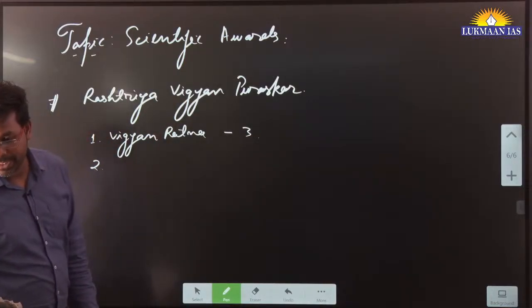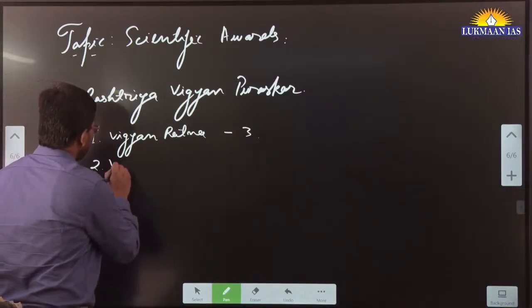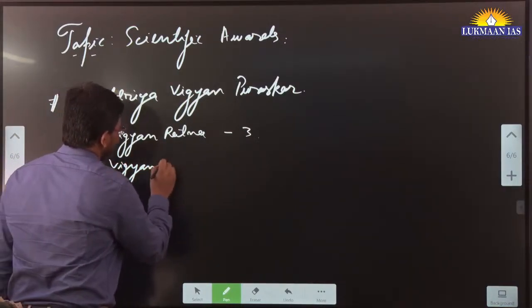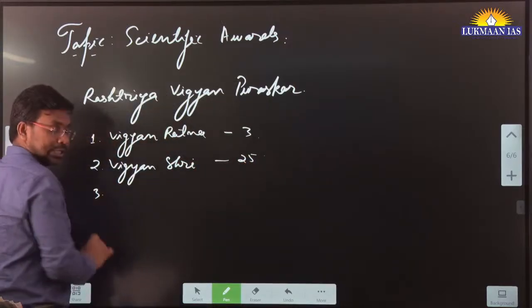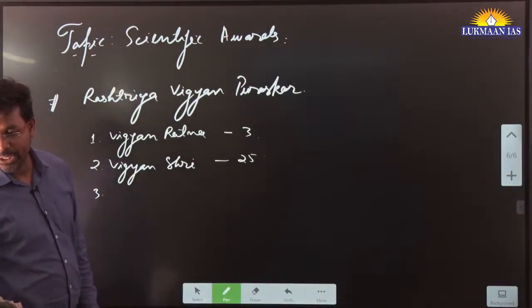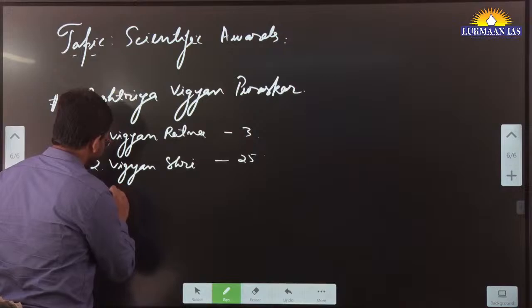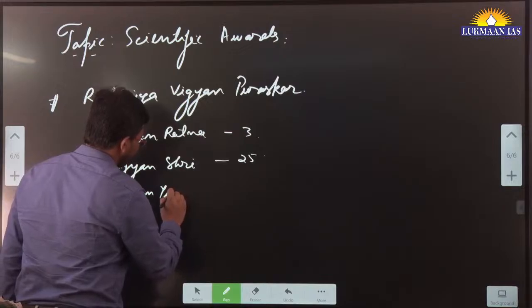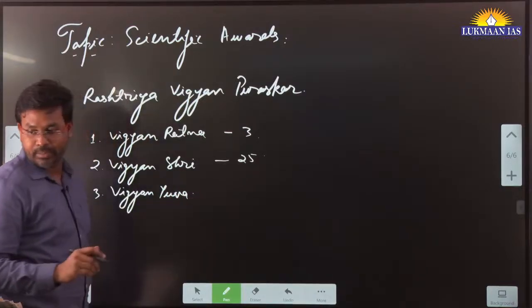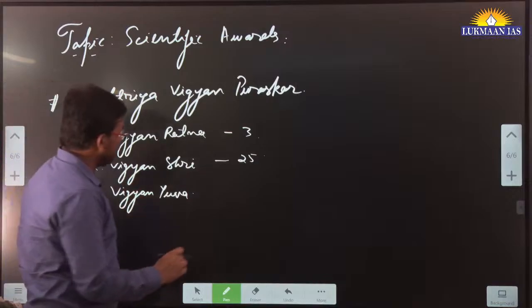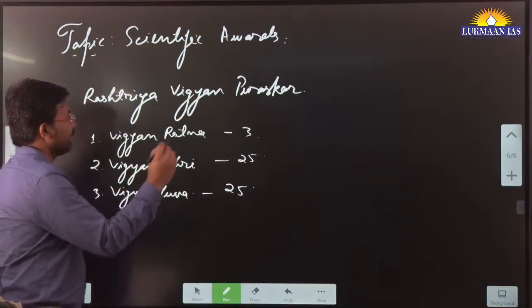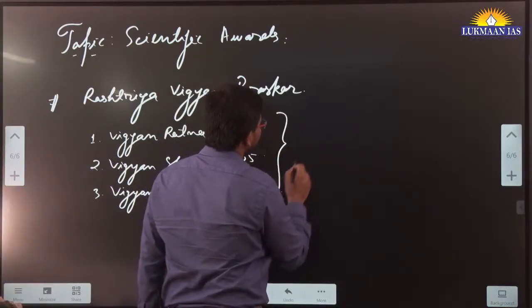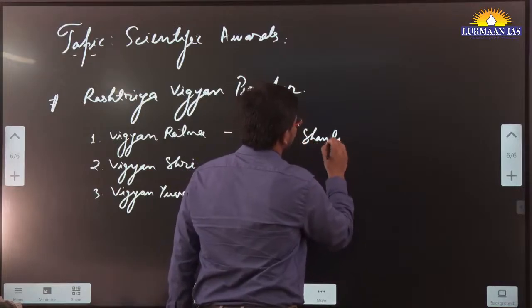Second, they have said, is Vigyan Shri. There will be 25 Vigyan Shri awards. Then we have Vigyan Yuva, Shanti Swarup Bhatnagar. So for Vigyan Yuva, there will be 25 such awards. And apart from this, there is already an existing award known as the Shanti Swarup Bhatnagar Award.